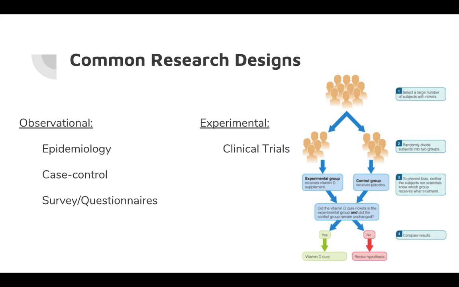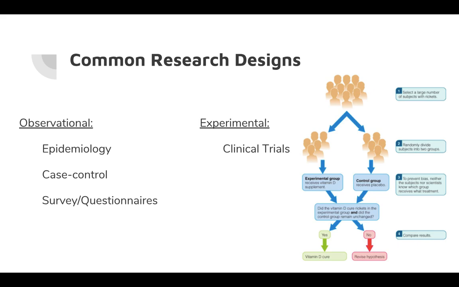The three types of observational research designs that you might encounter are epidemiology, case control, and then surveys and questionnaires. Epidemiology is going to look at a particular population of interest, so let's say students at Point Loma Nazarene University. And then they're going to make a correlation between maybe the amount of fruits and vegetables that they consume and compare it to maybe their weight.